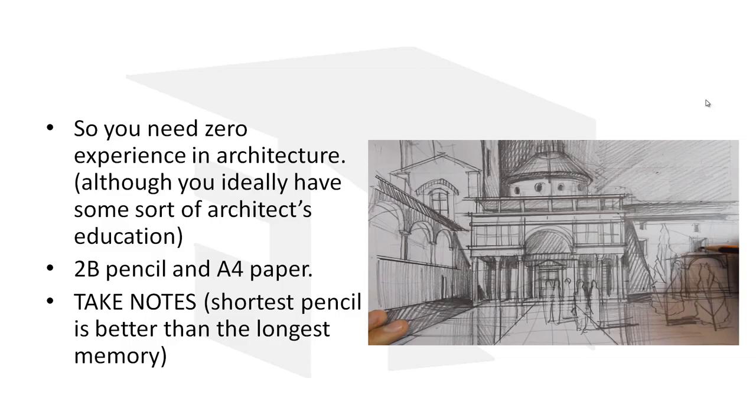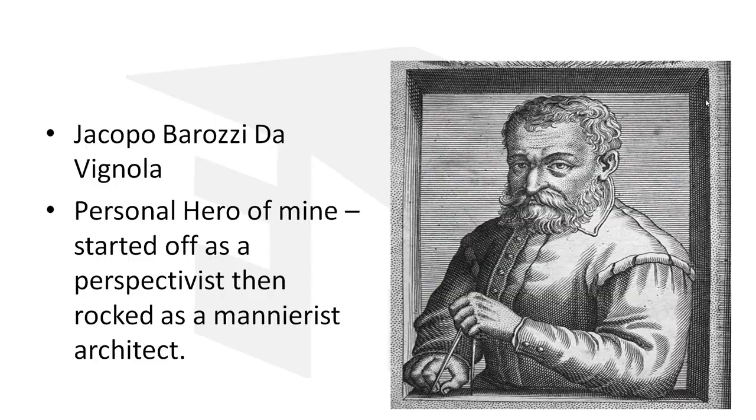Right, so the tools you need are a 2B pencil and just a simple paper. And I recommend you also take notes for the lecture part of this presentation. Right, let's go. So again, I'd like to dedicate this to one of my personal heroes, Jacopo Barozzi da Vignola, who's basically a perspectivist that started off as a perspectivist and ended up being a mannerist architect.